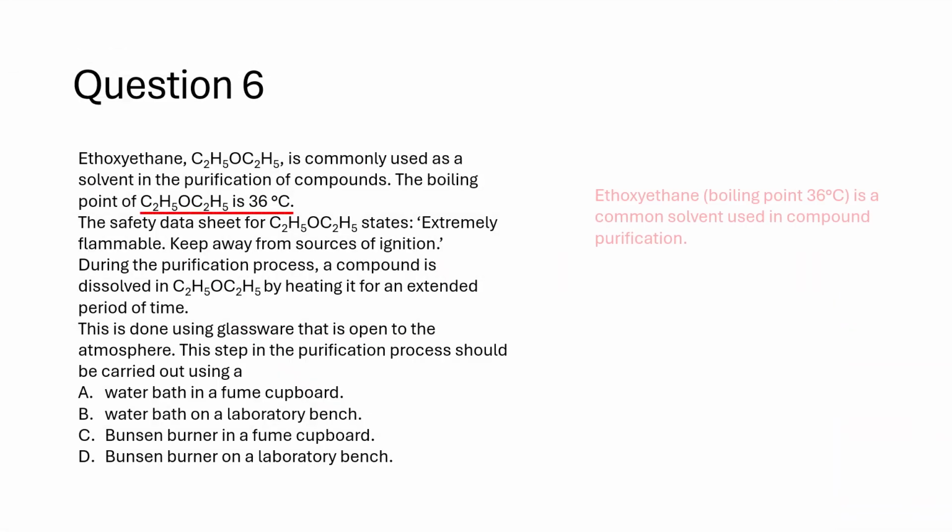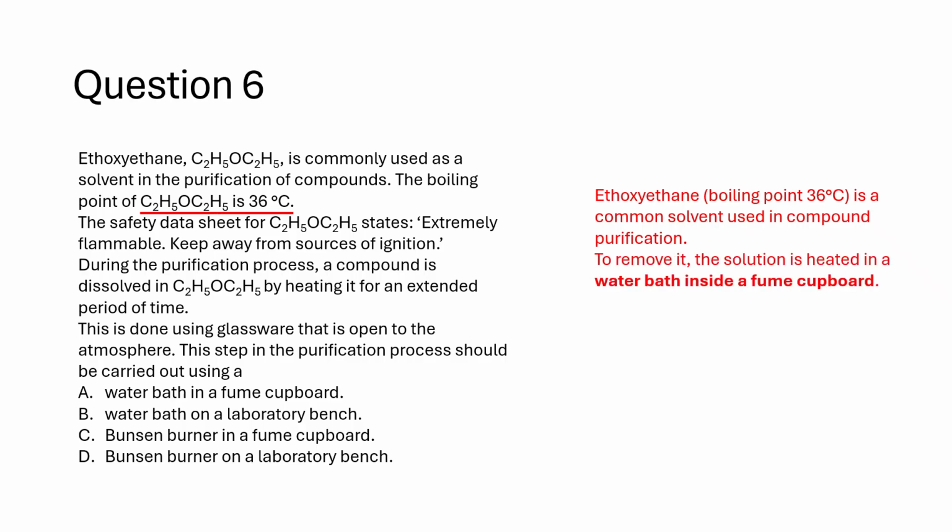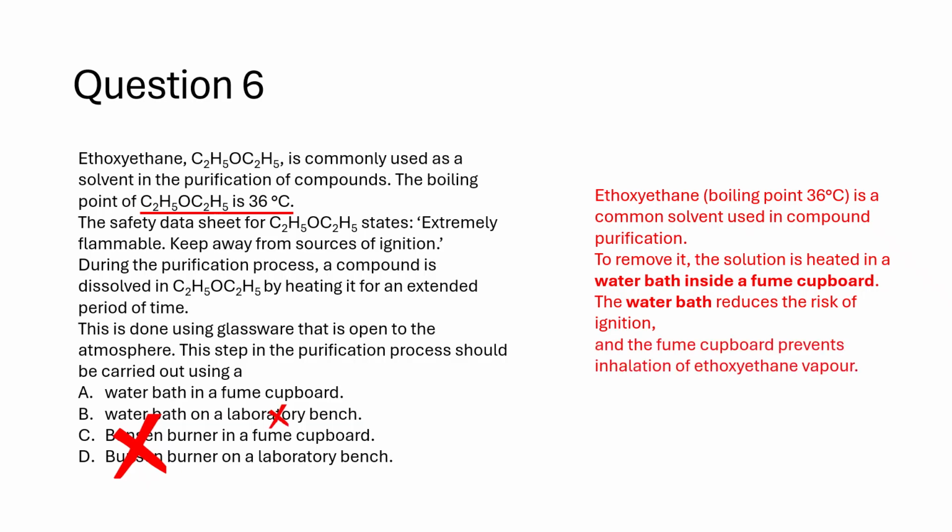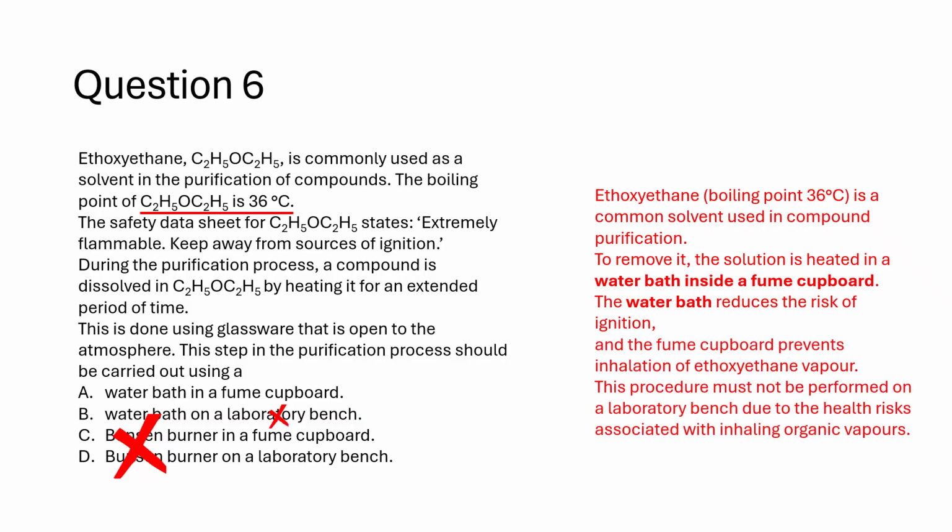Ethoxyethane, boiling point 36 degrees Celsius, is a common solvent used in compound purification. To remove it, the solution is heated in a water bath inside a fume cupboard. The water bath reduces the risk of ignition, and the fume cupboard prevents inhalation of ethoxyethane vapor. This procedure must not be performed on a laboratory bench due to the health risks associated with inhaling organic vapors.